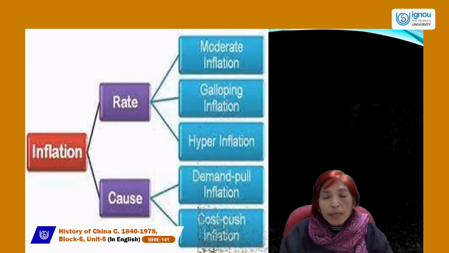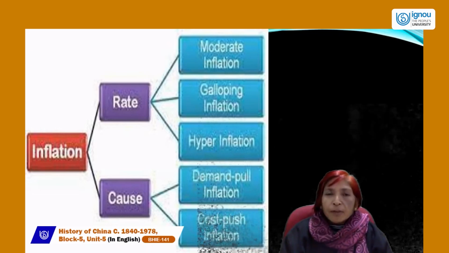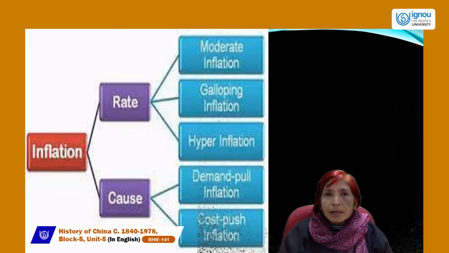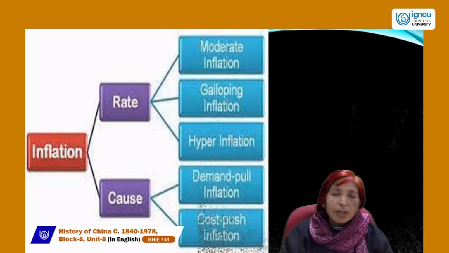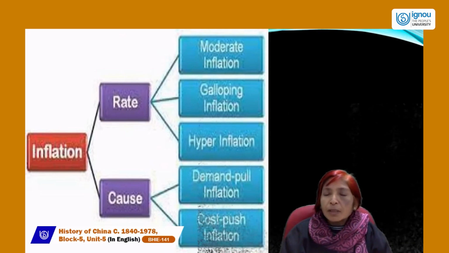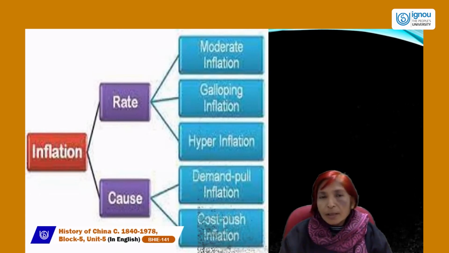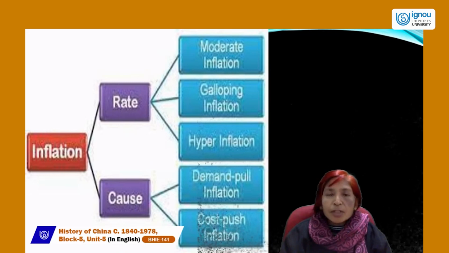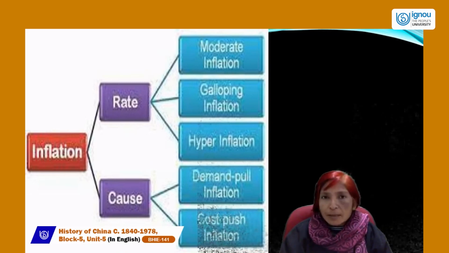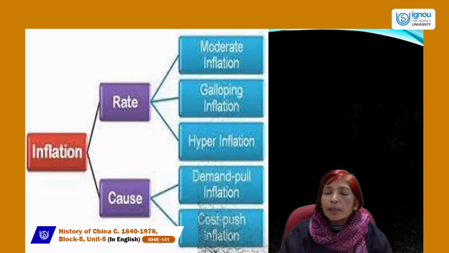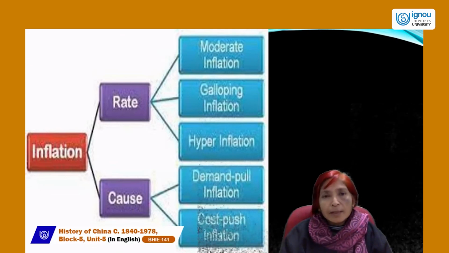But hyperinflation is not good for the economy. If prices increase at a rate of 2 to 3% or 3 to 4%, or in between this range, that is good for the economy because producers will be encouraged. When price increases, producers will be encouraged to produce more goods and services. When producers increase the production of goods and services, then employment will be generated, investment will rise, output will rise, and income level will also rise, and economic growth will exist in an economy.